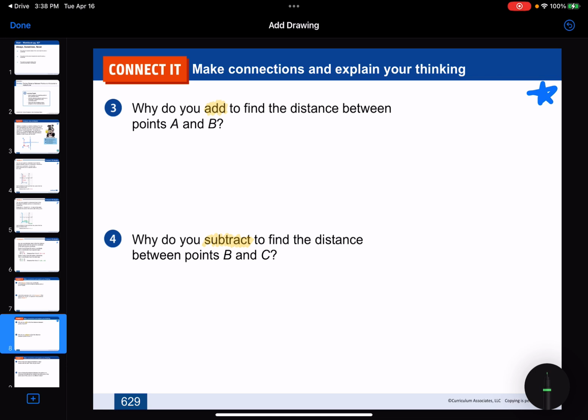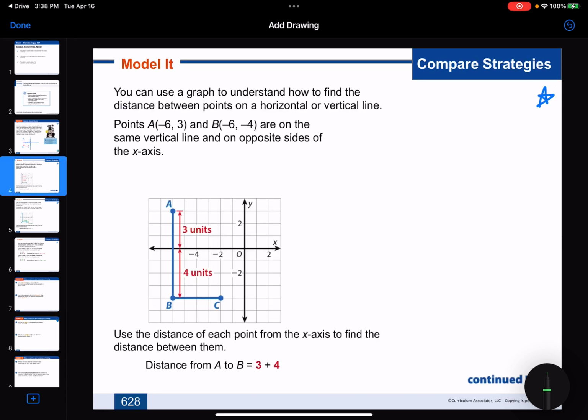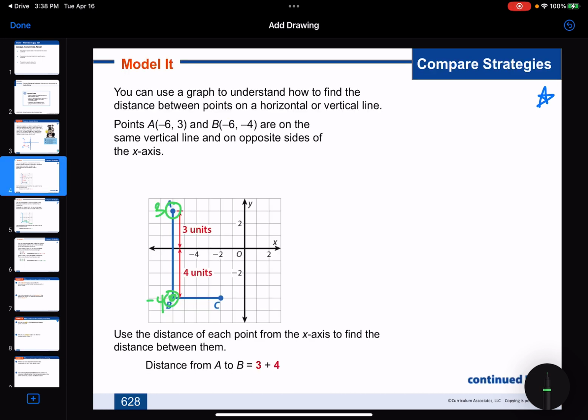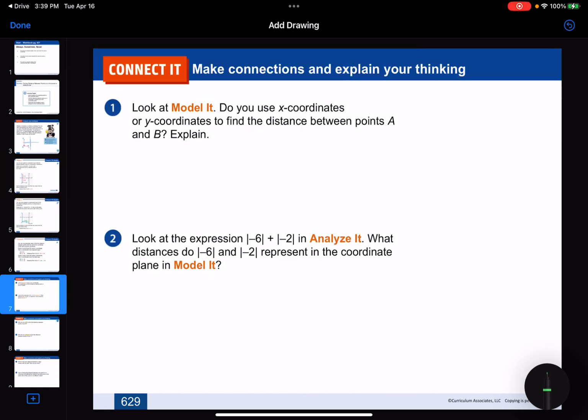Why did we add the distances between A and B? Well, remember, we add these distances because they're in different quadrants. Okay, we're going from a positive 3 to a negative 4. And anytime we're changing those signs, we're going to add those distances. Okay, and then why did we subtract from B to C? Well, that's because we're staying in the same quadrant. We're going from negative 6 to the negative 2. Because we're going from a negative to negative, we need to subtract those distances. Okay, we're staying in the same quadrant. All right.